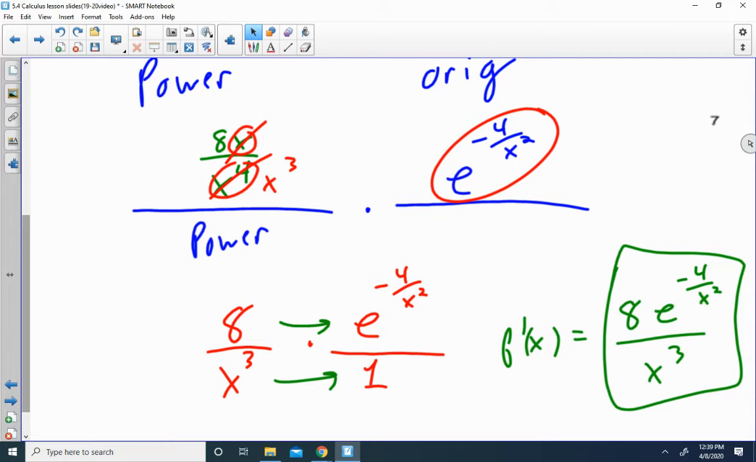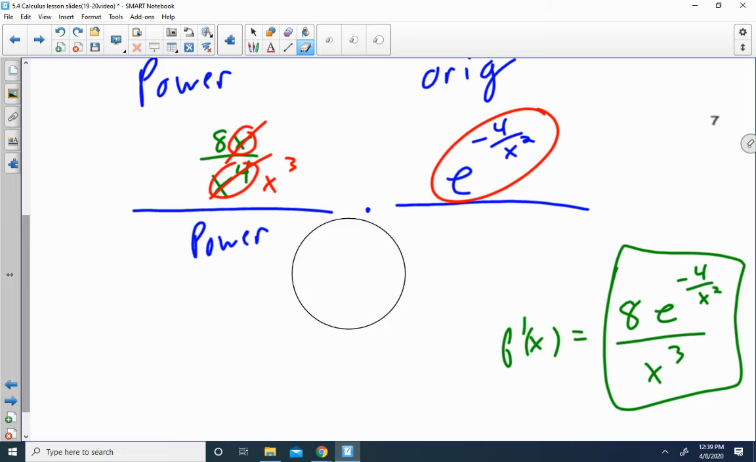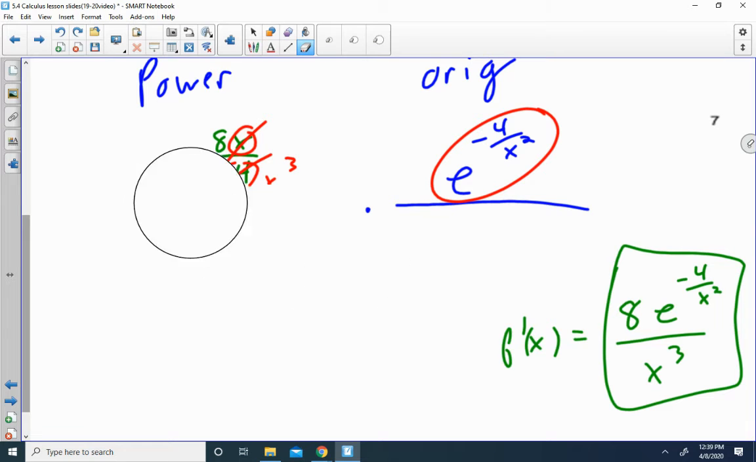And believe it or not, there is actually another way to derive this besides using the quotient rule. Let me show you how. I'm going to go ahead and erase this work. You guys can keep that work. I'm just going to go ahead and erase this.